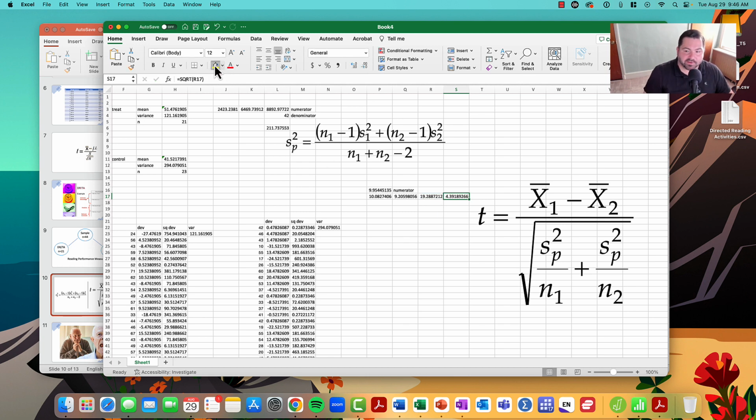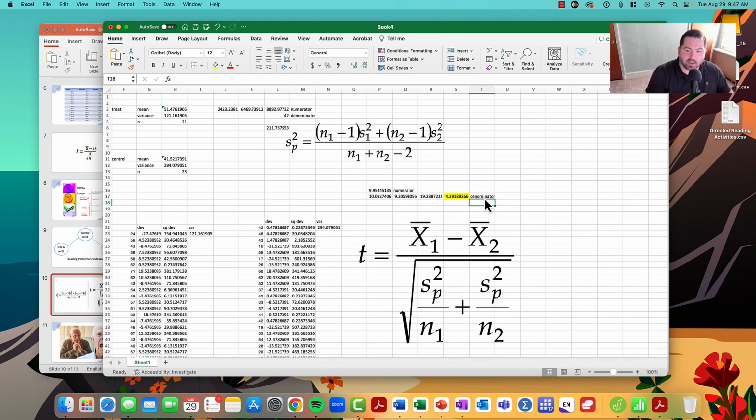So I'll highlight these pieces here. So that's your denominator, and this is our numerator. And so to calculate the t observed, t is going to be equal to taking the numerator divided by the denominator, and you get a 2.2666516 value.